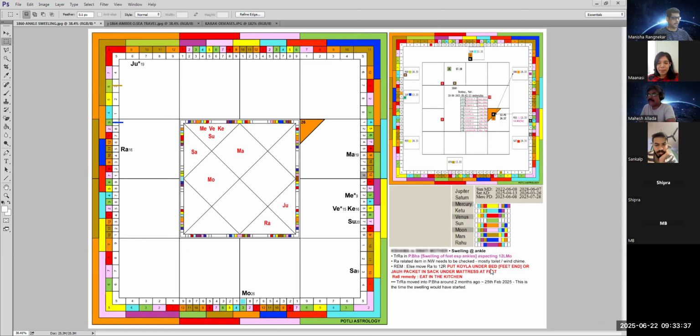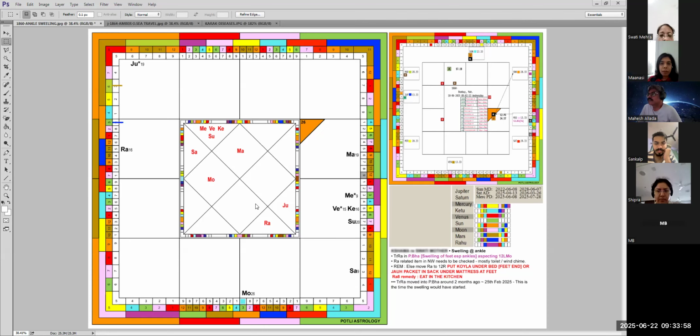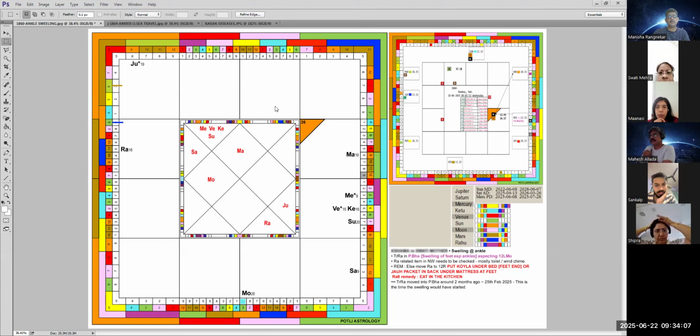So Swati only joined later because she had shared the case. Swati, are you in? Good morning, sir. Swati had shared this case about somebody she knows, so she'll be able to help with the details. Now this person was having a swelling in the ankle, na? Below the ankle. Yes, sir, in the ankle region, the feet region. The doctors could not find out the reason behind it.